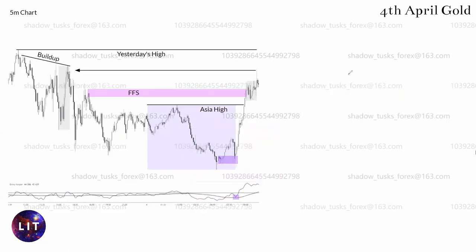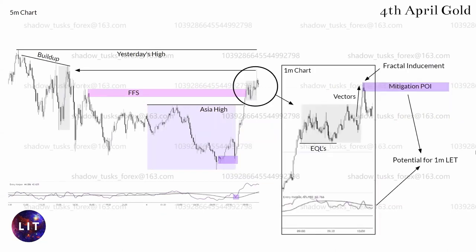5M chart is over here, but let's just see what the 1M chart does present us. So on the 1M, we can see the London box of liquidity at this point. We have these perfect equal lows over here. We have vector candles. Now, this was that reaction we were talking about off the wick over here. So we get perfect vector candles.